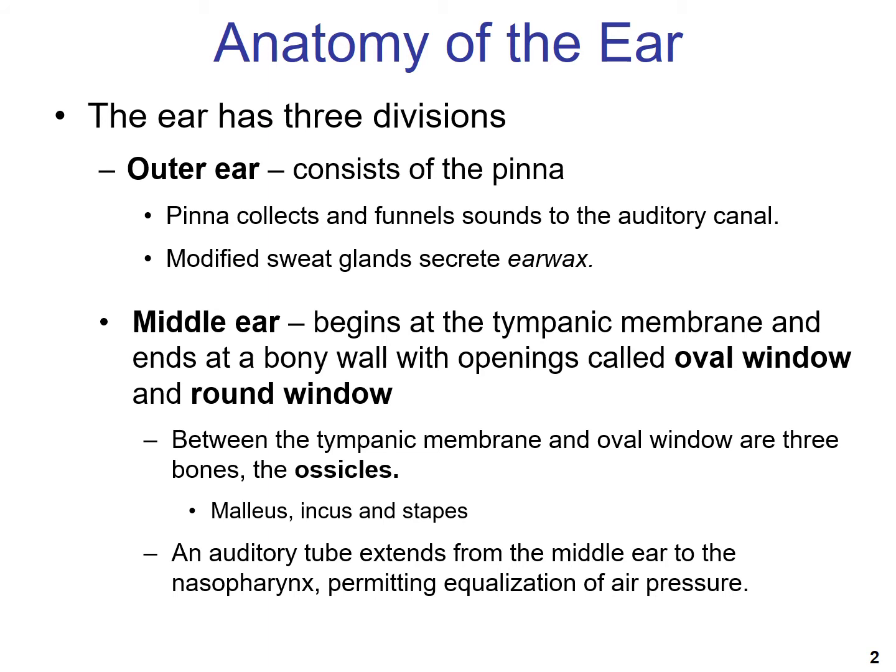Along with all of the rest of these, as a part of the middle ear, you have what's called an auditory tube that extends from the middle ear to the nasopharynx. This permits the air pressure within the middle ear to be equalized. When you yawn and your ears pop, this is when the auditory tube comes open and the air pressure between the middle ear and the outside equalizes.